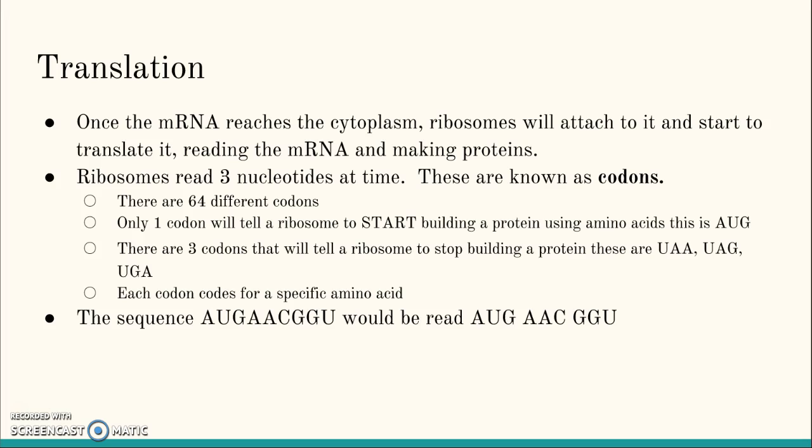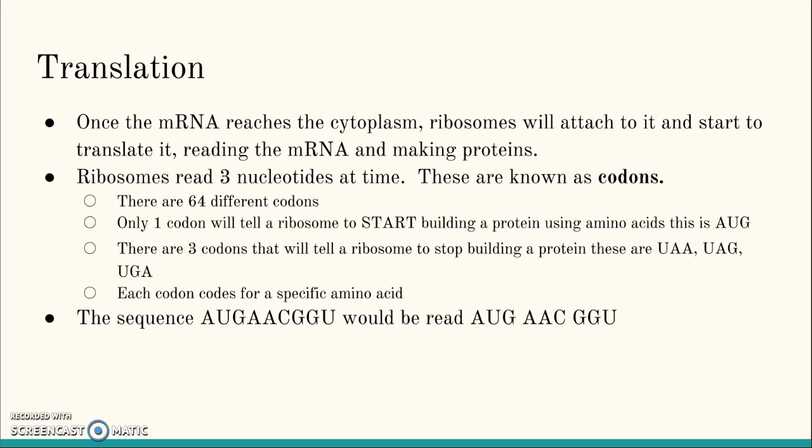So once the mRNA strand is made, it can go out and leave the nucleus, and it leaves through the nuclear pores, and then it can go out to the cytoplasm. Once the messenger RNA reaches the cytoplasm, ribosomes will attach to it. They just come out and they kind of see the mRNA and they come out to it, and they know that they are supposed to be there. And they start to translate it. And they start reading the mRNA and making the proteins when they translate it.